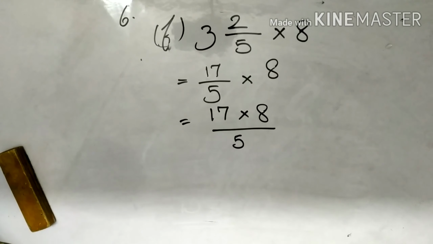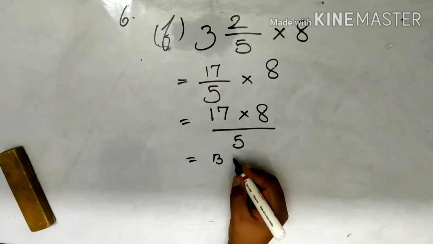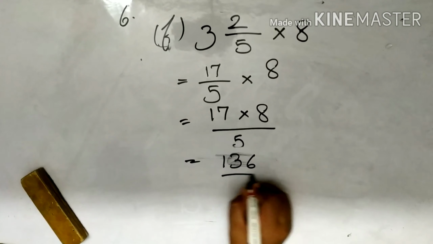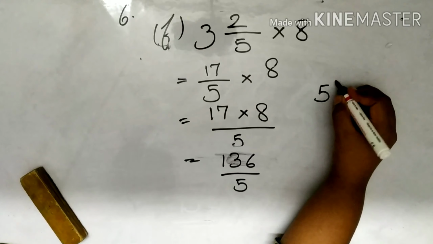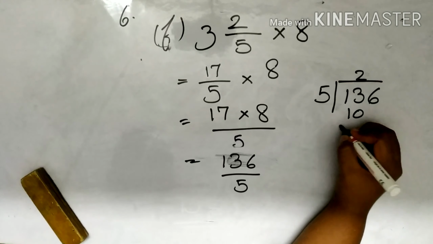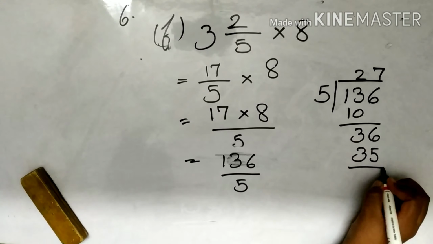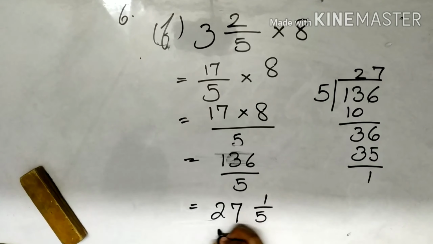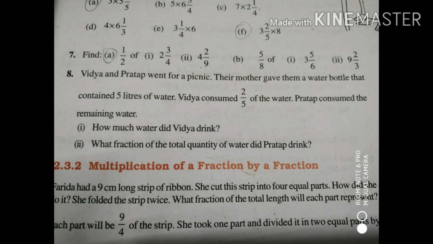So this will come as 136 divided by 5. Now this is an improper fraction. Let's convert it into a mixed fraction. 136, 5 27s are 135 and 1. So the answer is 27 1 by 5. You can solve the seventh question in a similar manner.